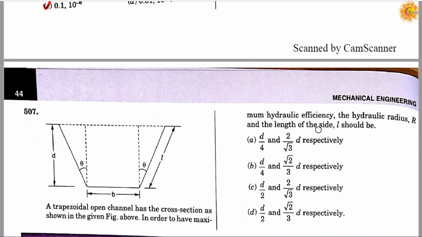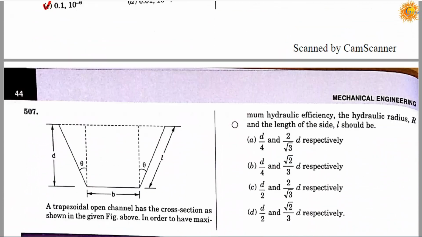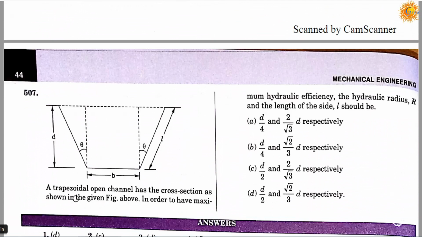Last question. Question number 507. In this question, a trapezoidal open channel has the cross section as shown in the given figure above. In order to have maximum hydraulic efficiency, the hydraulic radius R and the length of the side L should be, and you can see the trapezoidal open channel cross section here.